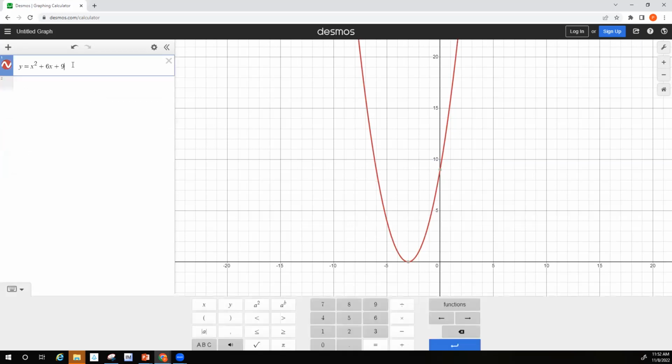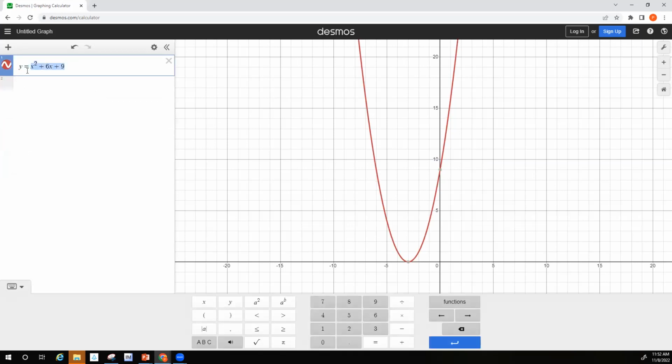So that was the first one. So the first one is no. Let's look at another one that is not a quadratic. That's not a parabola.